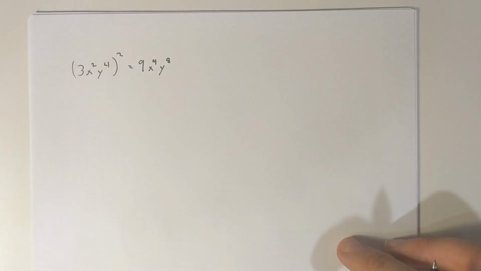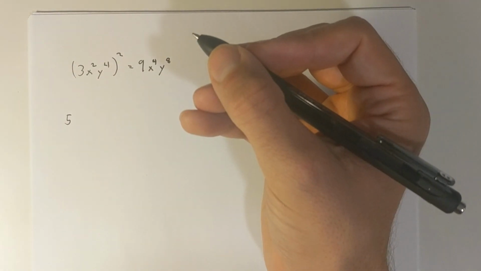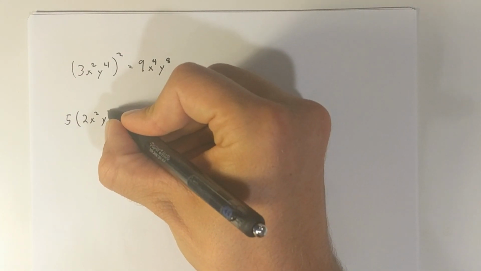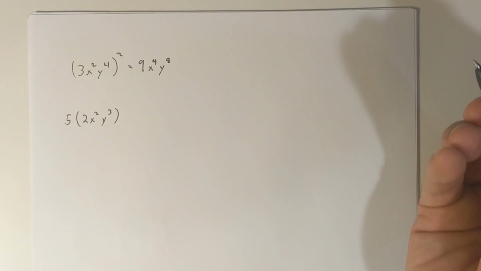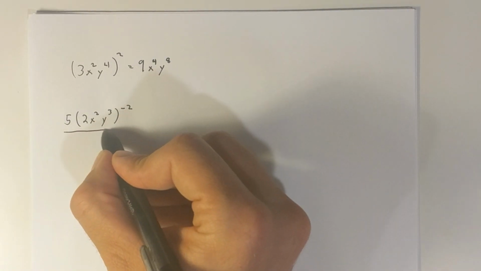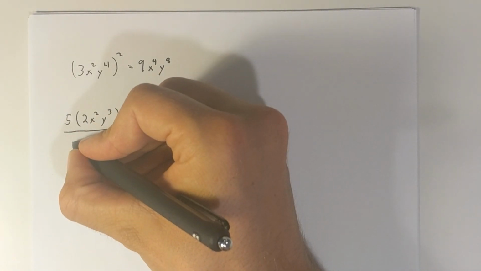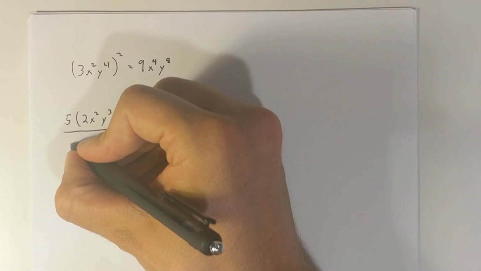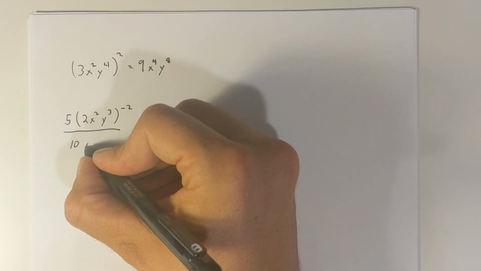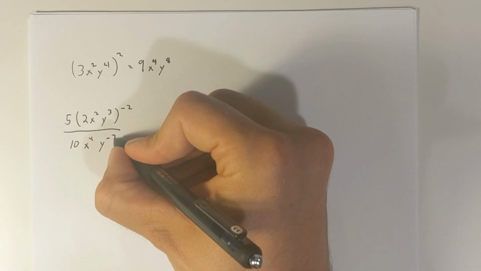Okay, so we're going to have a 5. Then I'm going to open a parentheses and say 2x squared y to the third. And then I'm going to raise this thing to the negative second. I'm then going to go to the bottom here, and on the bottom we're going to divide this by, let's say, 10, and then x to the fourth, y to the negative seventh.